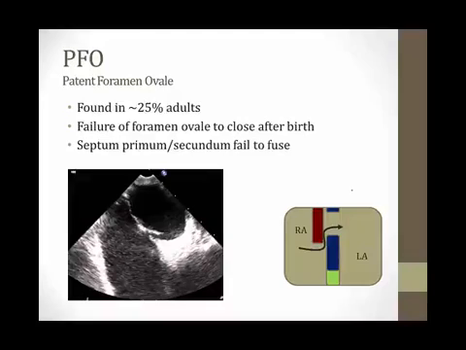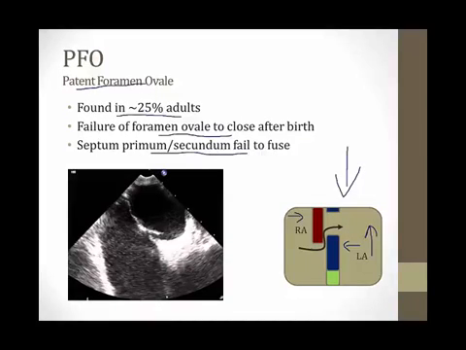At the time of birth, the foramen ovale should close. If you look at the bottom right side of the screen here, at the time of birth, pressures in the left atrium become very high. This will push the septum primum against the septum secundum, and they should seal together and eliminate the foramen ovale. However, in about 25% of adults, this doesn't occur normally, and they are left with what's known as a PFO, or patent foramen ovale. This is caused by failure of the foramen ovale to close after birth. It's caused by the septum primum and secundum failing to fuse together.